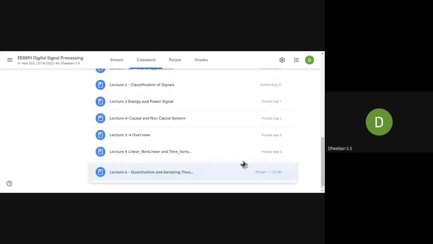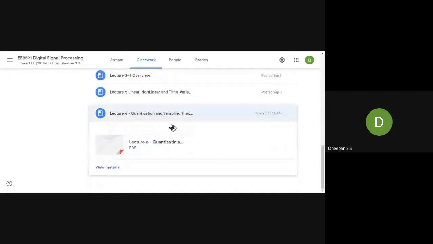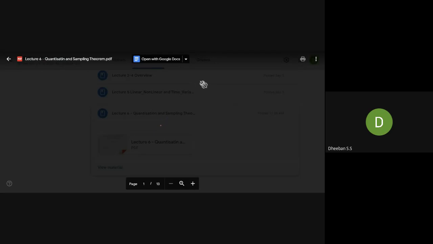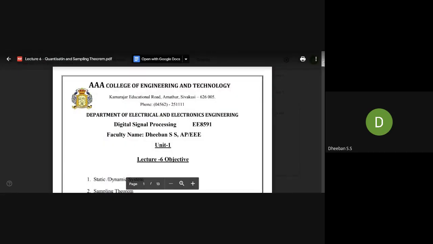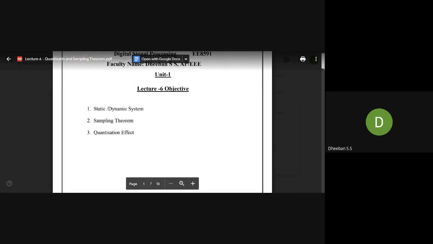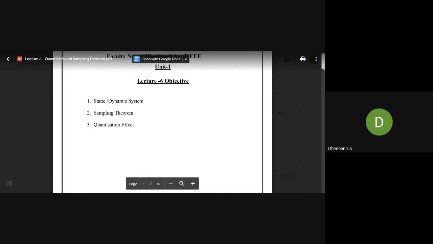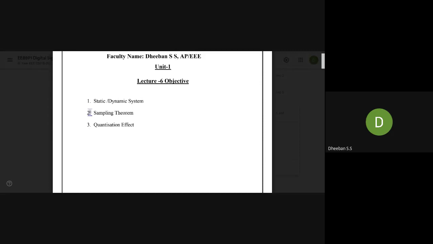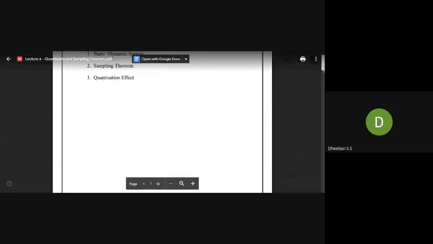In terms of your lecture 6, we started with static and dynamic systems, followed by the stability or instability of systems, which we have covered. Apart from this, in this lecture we will be covering what is meant by the sampling theorem. I have already dealt with the same thing, told to you in the first class. The same thing will come, followed by the quantization effect, which we will be seeing.